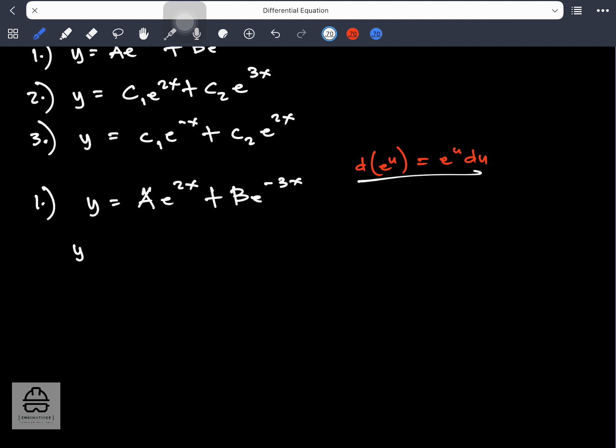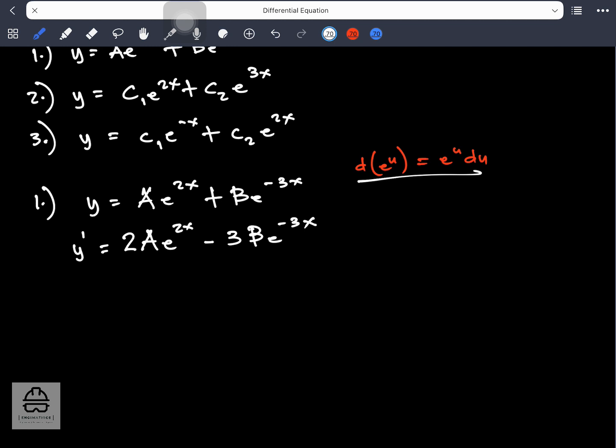Okay? Therefore, if we're going to derive this, this would be y prime is equal to, we bring down the 2, a, e^2x. Okay? So, our du here is the 2. And then we just copy the e^u, or the e raised to 2x. Same here, this would be negative 3, b, e raised to negative 3x. Okay? This is the first derivative.